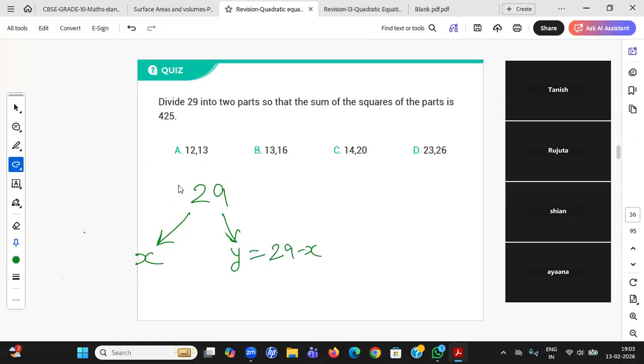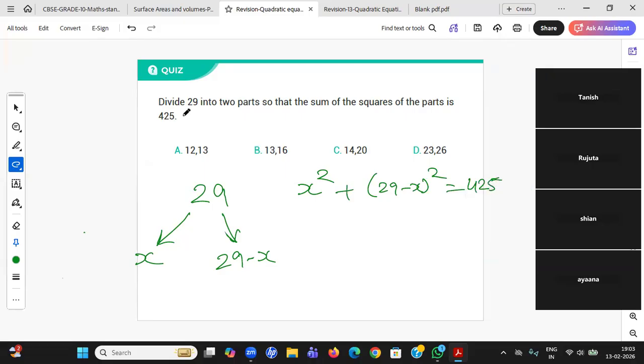Student, you have 29 rupees. You have given me 2 rupees. How much is left? Sir, 27 is left. How did you do it? 29 minus 2. So one part is x, she took. The second part will always be 29 minus x. Now you give me the equation, Shayan. So x square plus 29 minus x whole square is equal to 425. That's all. Very good.